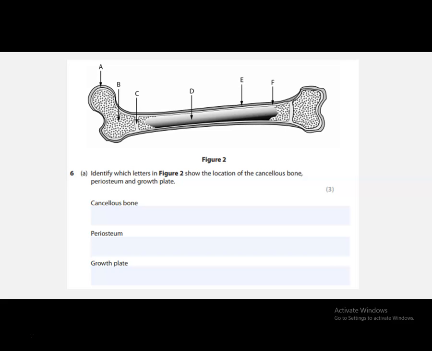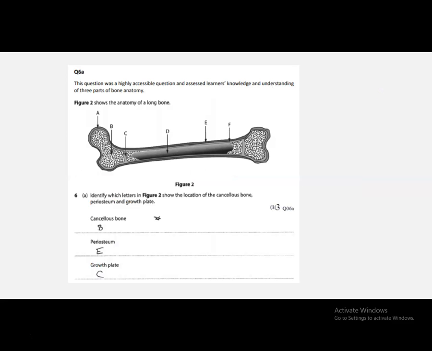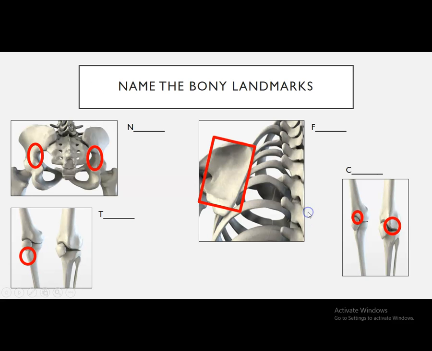So pause it. Okay, so the answer's coming up now. So what we have is B, E and C. B is the cancellous bone, this spongy bone here. E is the periosteum, that tough outer layer. And then finally we've got C right here, which is the growth plate or the epiphyseal line.